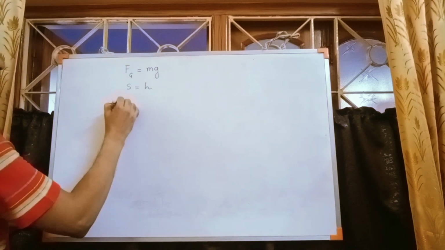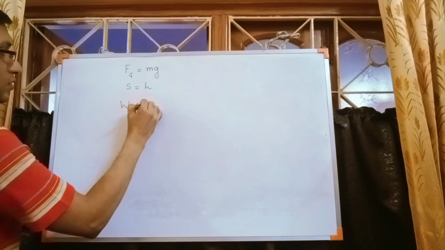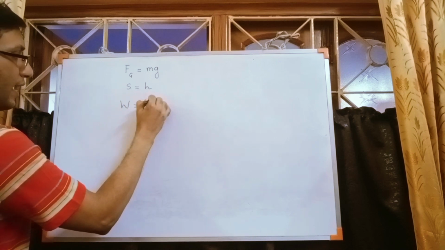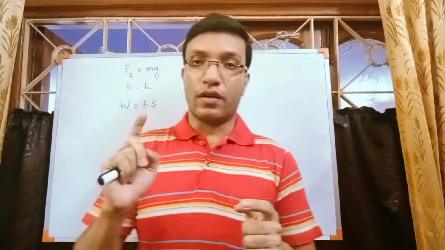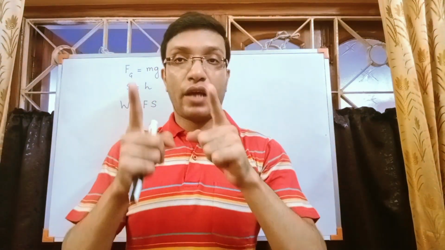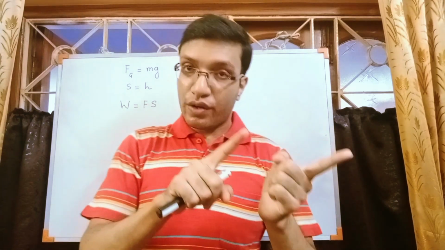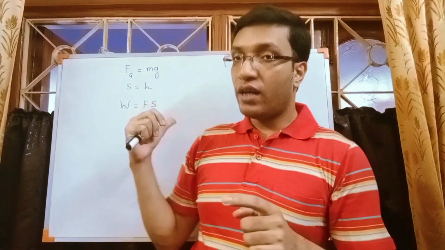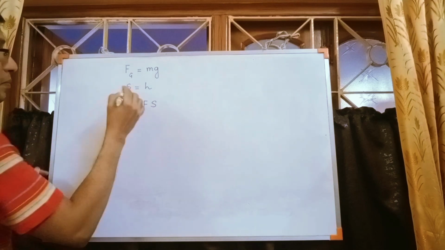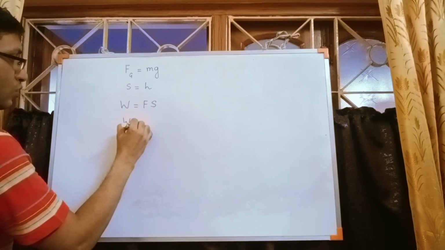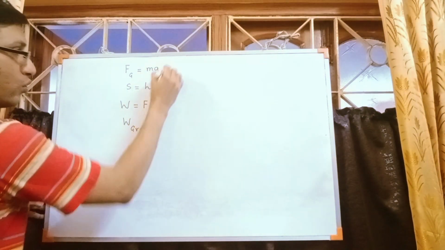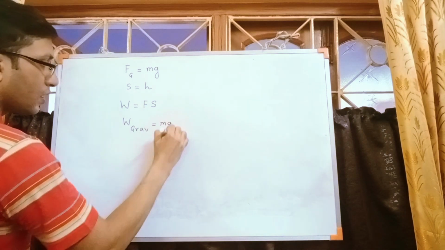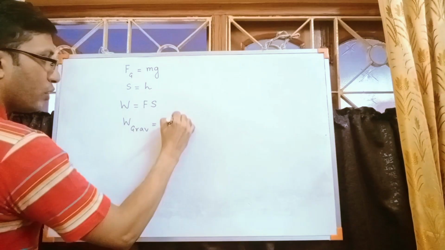So according to the mathematical expression of work done, that is Fs. Because see, here we are not writing cos theta. Why? Actually cos theta is over here, but the force and displacement are in the same direction. So it is Fs cos 0. We know that cos 0 is 1. So Fs into 1 gives us Fs. So now let us replace the value of F and S. So work done by gravitational force is equal to, in place of force we are putting mg, and in place of displacement we are putting h.